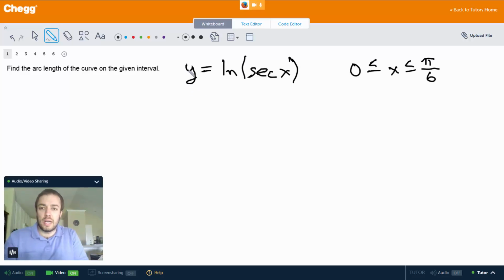In this video, we're going to do an example of finding the arc length of a curve. So our curve is y equals the natural log of the secant of x, and we're on the interval from 0 to pi over 6, and we want to find the arc length of this curve on this interval.